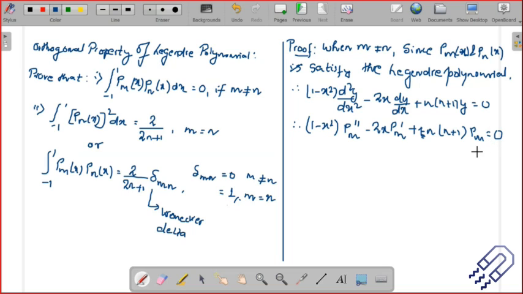So we have one expression, let's mark this as number 1. Pn also satisfies this, so we can simply write it down as 1 minus x square Pn double dash, minus 2x Pn dash plus n into n plus 1 into Pn is equal to 0. So let's mark this as equation 2.